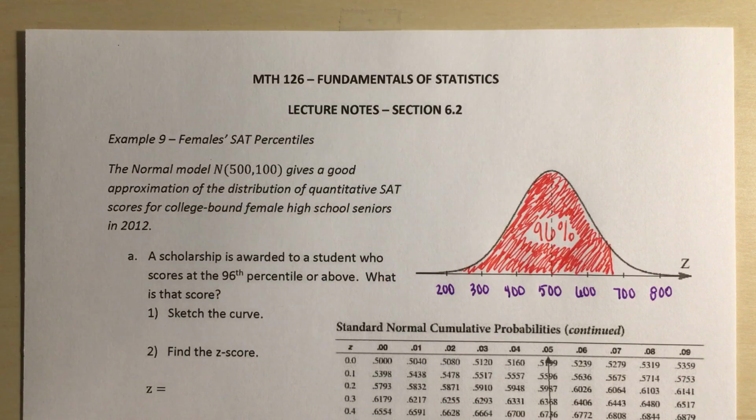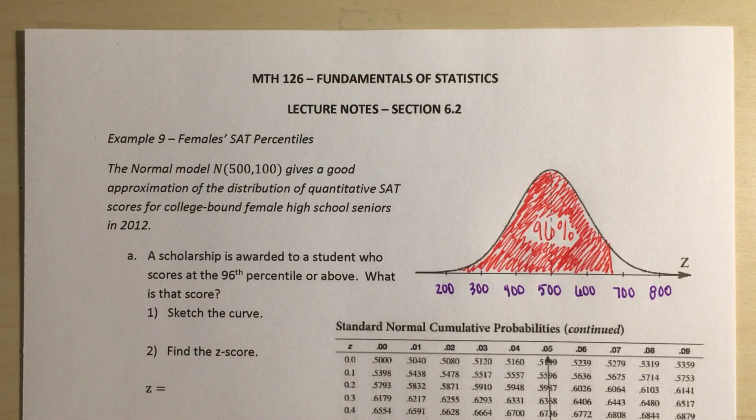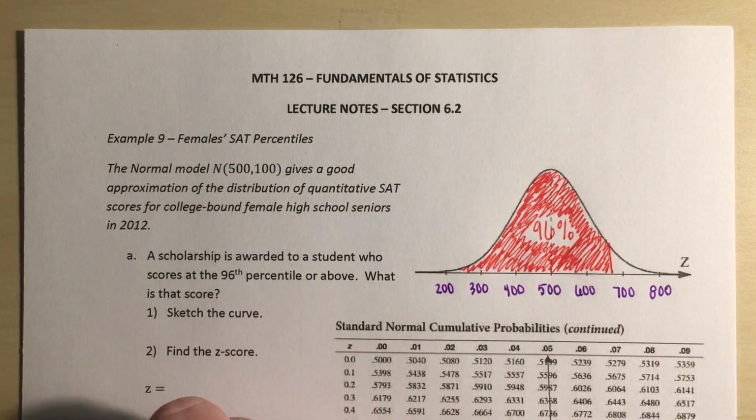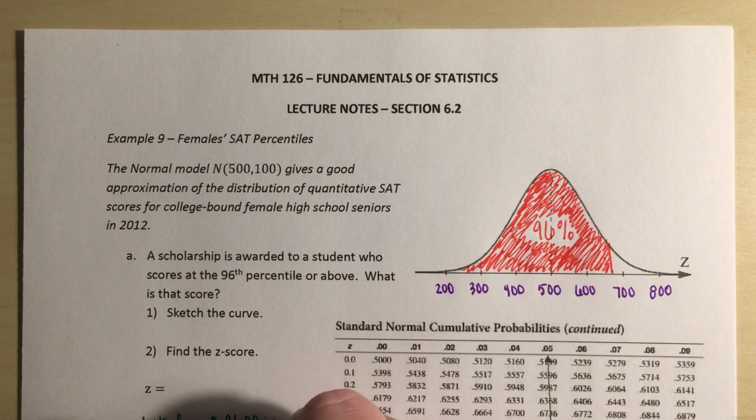Now we're told to find the z-score. Instead of using the z-scores along the top of the rows and columns, we're going to look for something that's as close as we can get to 0.9600 in our table.